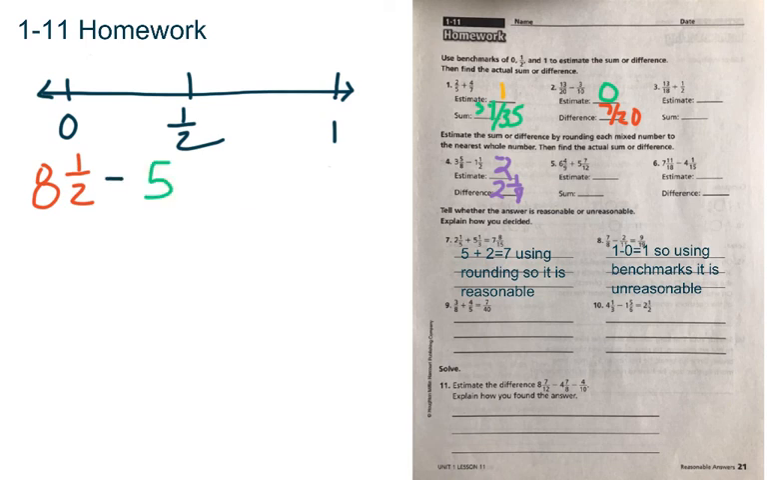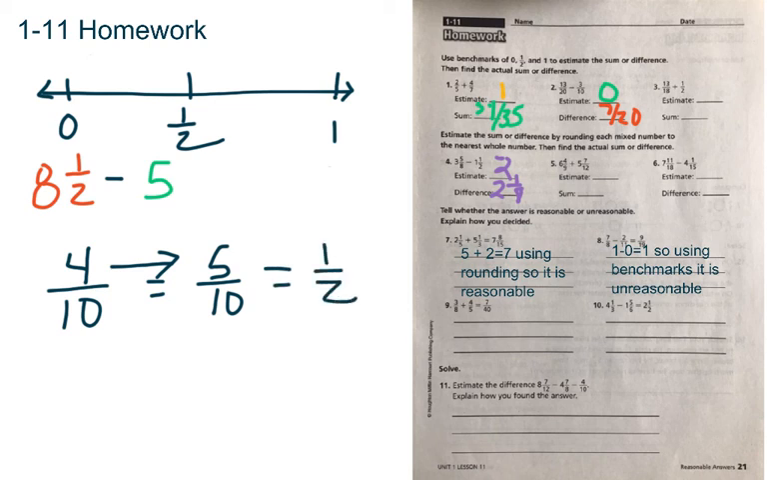And then we're going to look at the third fraction, which is 4/10, and we're going to decide, is 4/10 closer to 0, 1/2, or 1? Well, 5/10, okay, is half. So 5/10 is half, and 4 is really close to 5/10. So we're going to estimate that 4/10 to be 1/2. And I'm going to go ahead and write that half above.